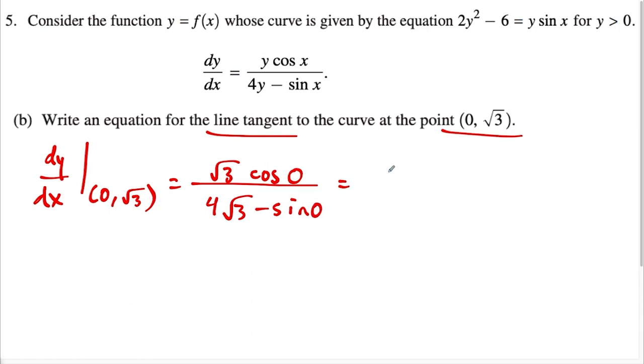Well, cosine of 0 is 1, so this is just going to give us square root 3 over 4 square root 3 minus 0, because sine of 0 is 0. So now this simplifies. This is just going to reduce to 1/4. So this represents the slope of our tangent line.